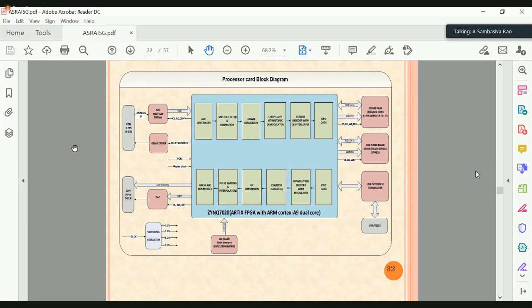Madam, shall you maximize this, because the screen is not coming properly.